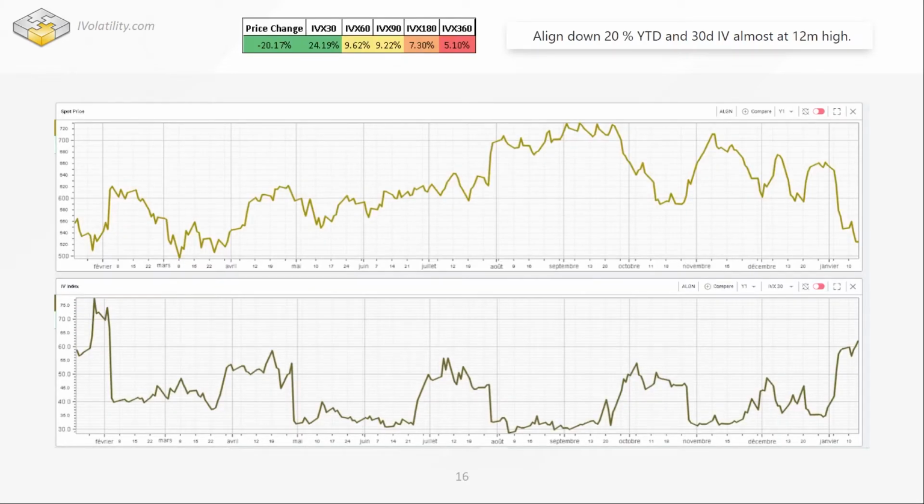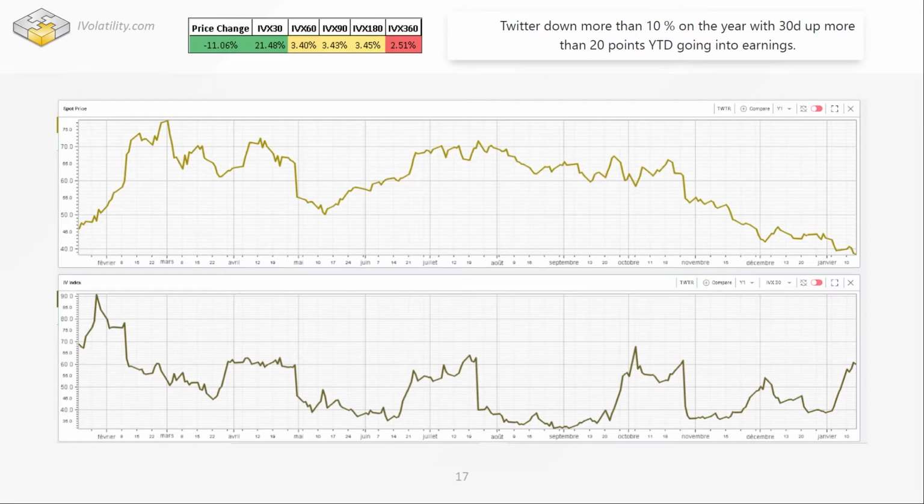So a few stock charts I want to show you. So top chart is going to be spot price. Bottom chart is just IV. First story would be aligned on 20% on the year. I mean, we can see that IV has reacted quite a lot, pretty much at the highs of the last 12 months. If we look at Twitter's down 10% on the year. We have earnings coming up, obviously, in a few weeks. Stocks down 10% plus on the year, we can see that 30-day IV is up 20 points going into earnings.